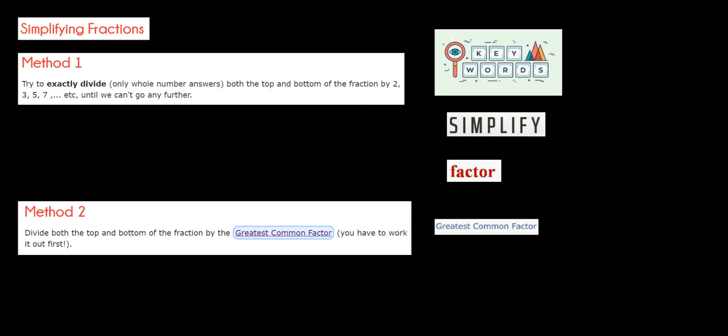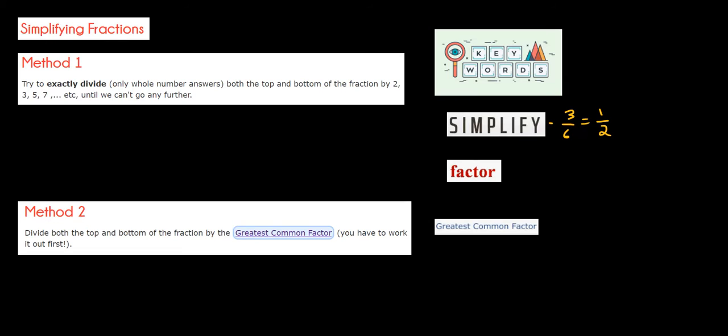This is a brief video showing how to simplify fractions. In order to do that, let's identify three key terms which you need to know the definitions of. Simplify in this context just means to place something in a more manageable way.